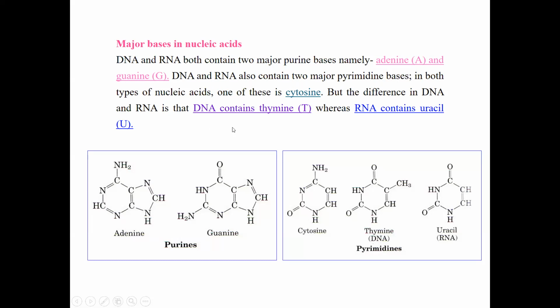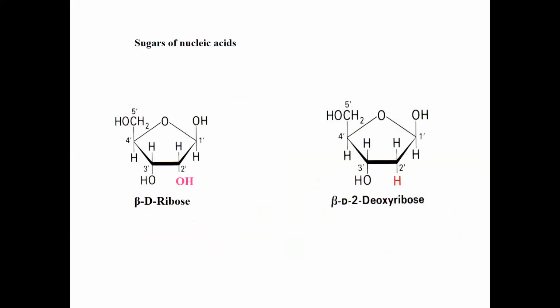What does it mean? DNA contains adenine, guanine, cytosine, and thymine. And RNA contains adenine, guanine, cytosine, and uracil. So the difference is uracil and thymine in the structure, especially the bases.